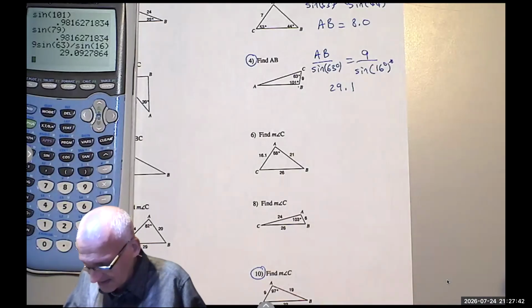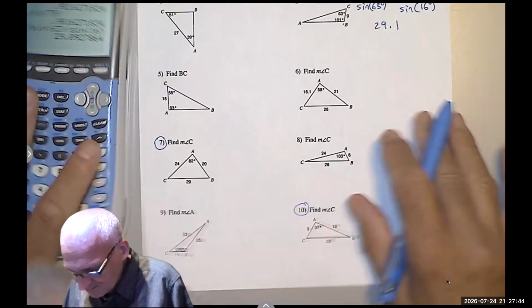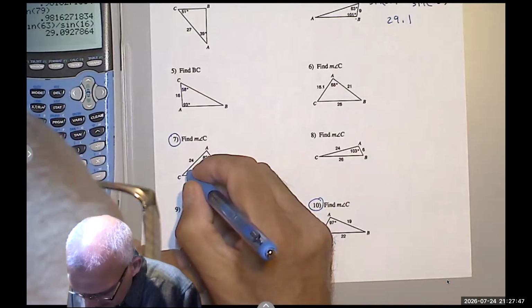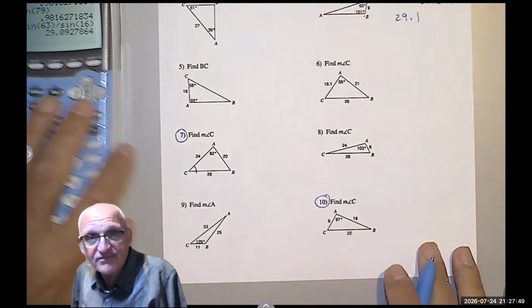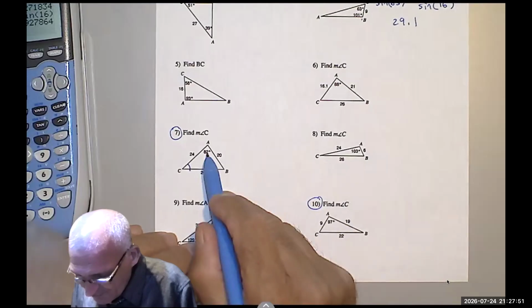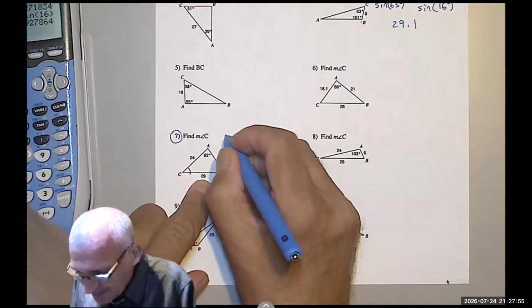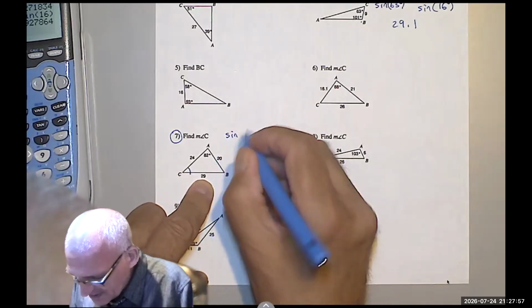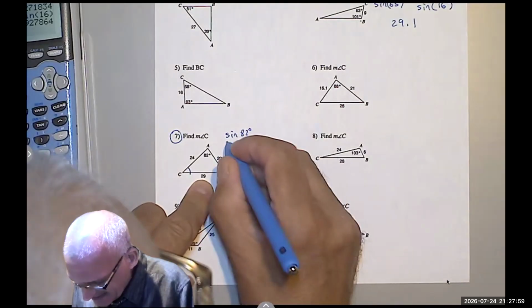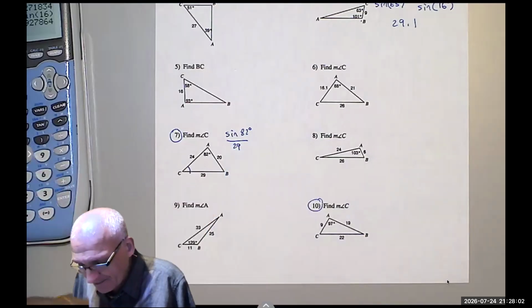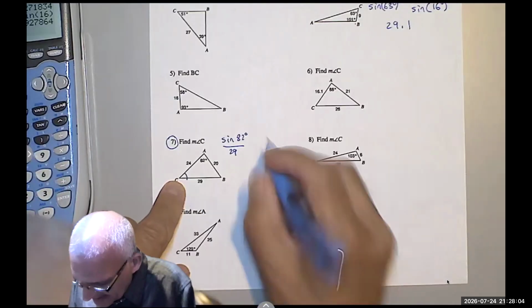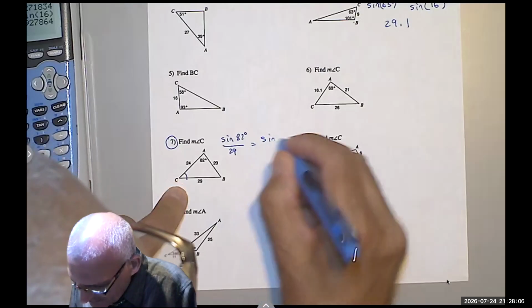I don't think there is anything harder than that. Find the measure of angle C. I only have one angle, but I have all three sides. So I can say, let me do it sine over the number instead of number over the sine, even though it doesn't make any difference. And I don't know this one, so I'm going to say sine of C.